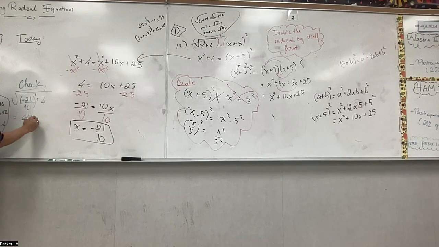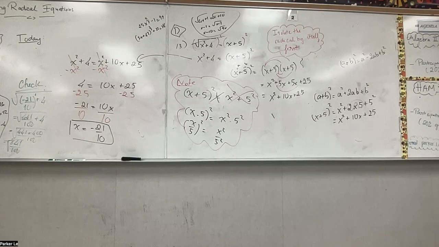Over 100 plus 4. You have a calculator, so don't worry about this. And then, okay, you can look at it. 400 over 100. So 841 over 100. Square root of this.